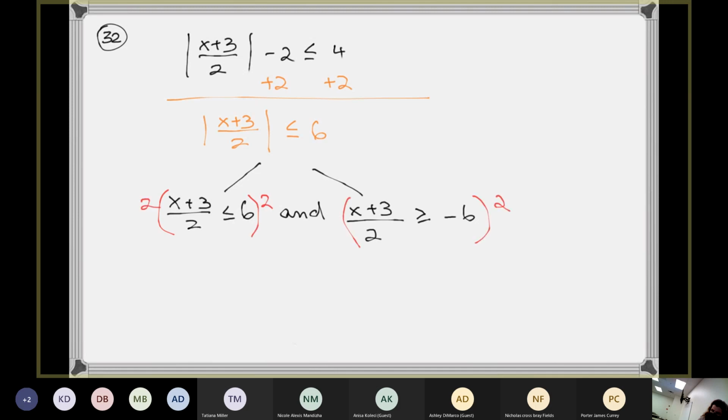Yes, that could have been done probably a step earlier, but sometimes students make mistakes when they do that. So we're going to do it right now. The 2s reduce, and we have x plus 3 less than or equal to 12, and x plus 3 greater than or equal to -12.